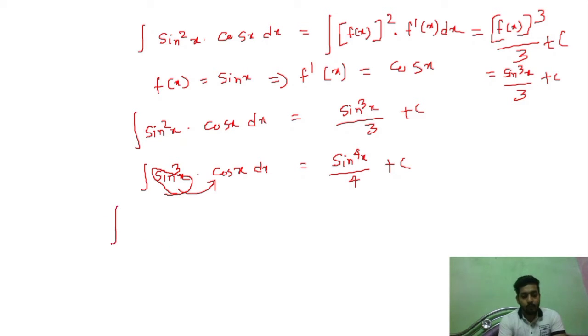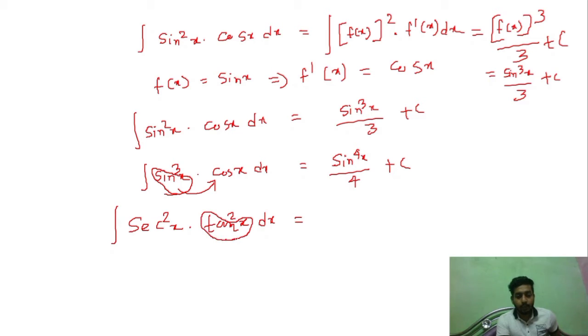Now what will be the answer of this? Integration of sec²x into tan²x dx. Here also we have to find the function first. So here the function is tan x. Now the derivative of the function is sec²x. So the function and its derivative lie in the same line.